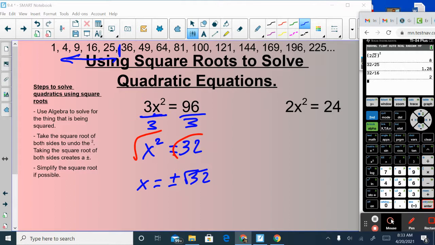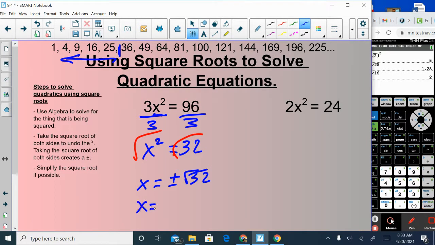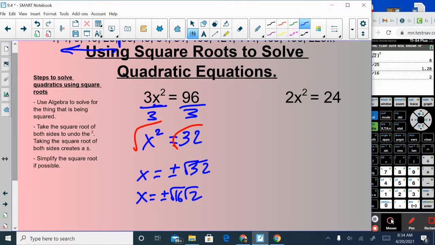32 divided by 16 is 2, so you could rewrite this as x is equal to plus or minus the square root of 16 times the square root of 2. I chose 16 and 2 because looking over here at the calculator, 16 and 2 are the numbers that worked to divide our number 32. The number that's up in the list is 16, so that one needs to be simplified, and the square root of 16 is 4. Answer, x is equal to plus or minus 4 root 2.